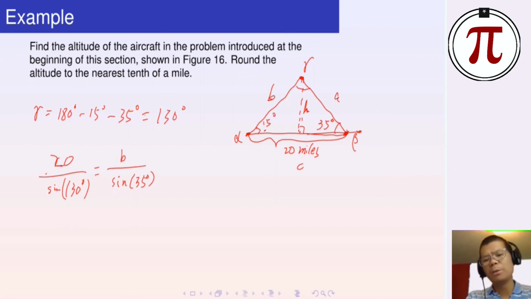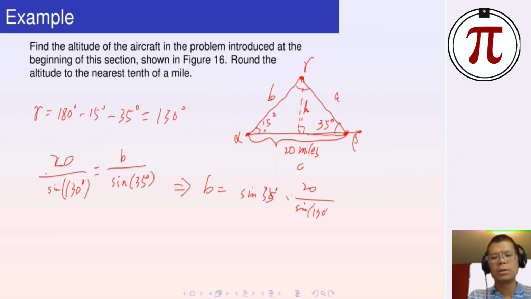Okay, so you can find a b, right? You don't have to do that. So this means b equals sine 35 degrees times 20 over sine 130 degrees, right? So you can find b. After you find b, h equals what? B times sine 15 degrees, right? So you can find this, correct?